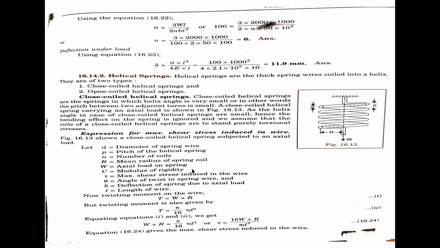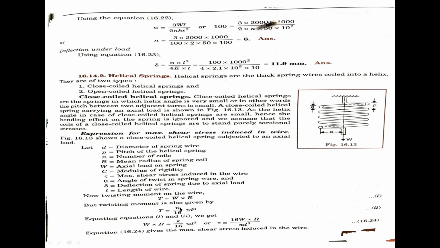Okay, these are the quantities for a closed coil helical spring: diameter of the spring wire, pitch of the helical spring, number of coils, and C equal to modulus of rigidity. Now we have to calculate the twisting moment on the wire, applying load W. The twisting moment is force into distance. W is the force, R is the radius, so the twisting moment capital T equals capital W into capital R.